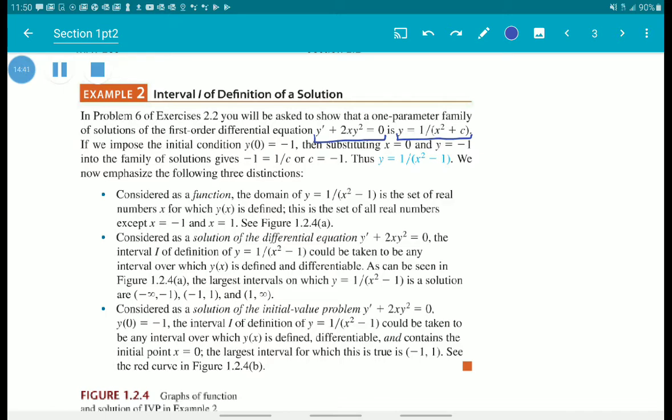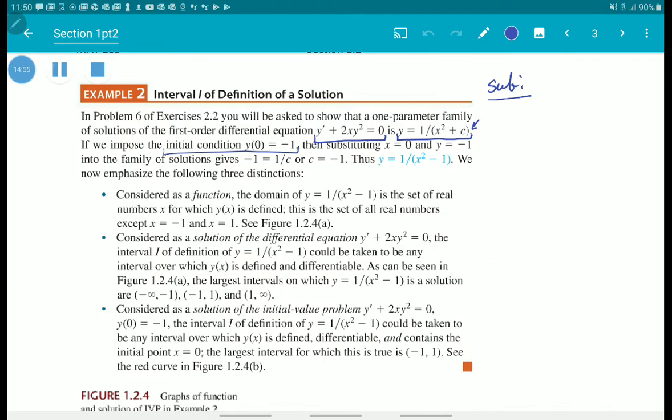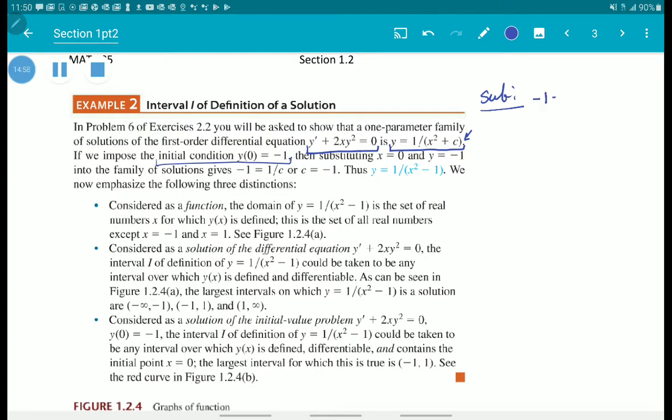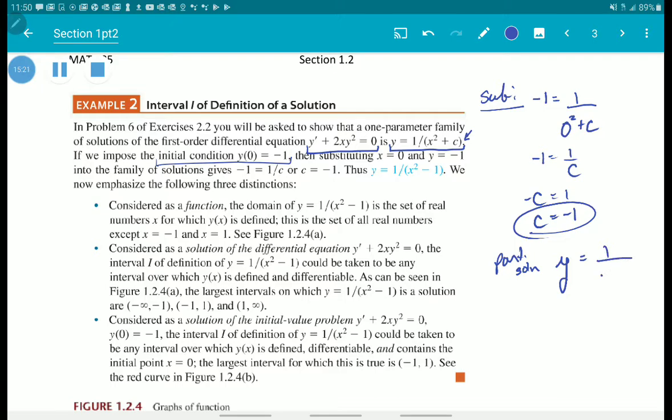Now, if we impose an initial condition here, that y of 0 is equal to -1, let's substitute that in. So our general solution is this guy. If I plug in the -1, I have 1 over 0 squared plus c. And we're going to get c is equal to -1. So our particular solution is the equation y equals 1 over x squared minus 1.